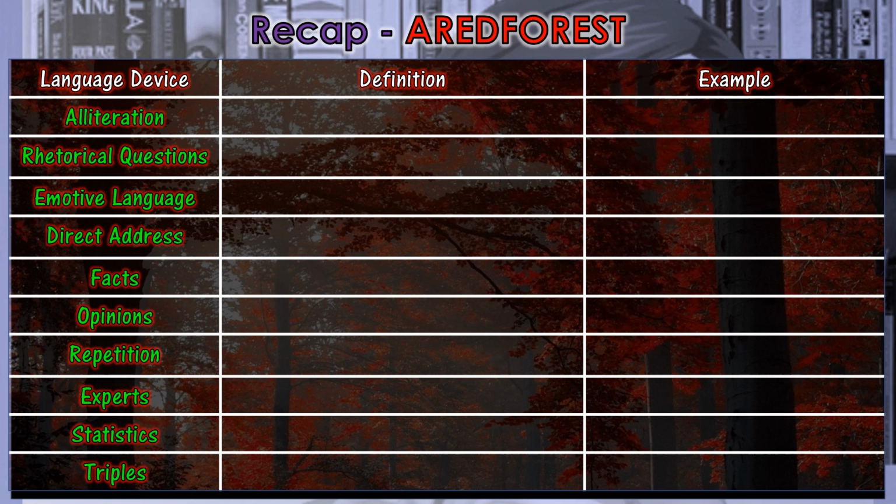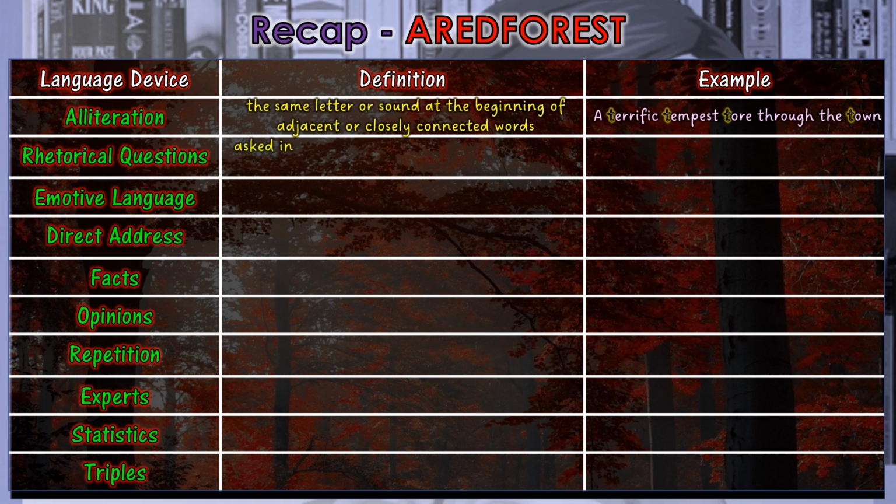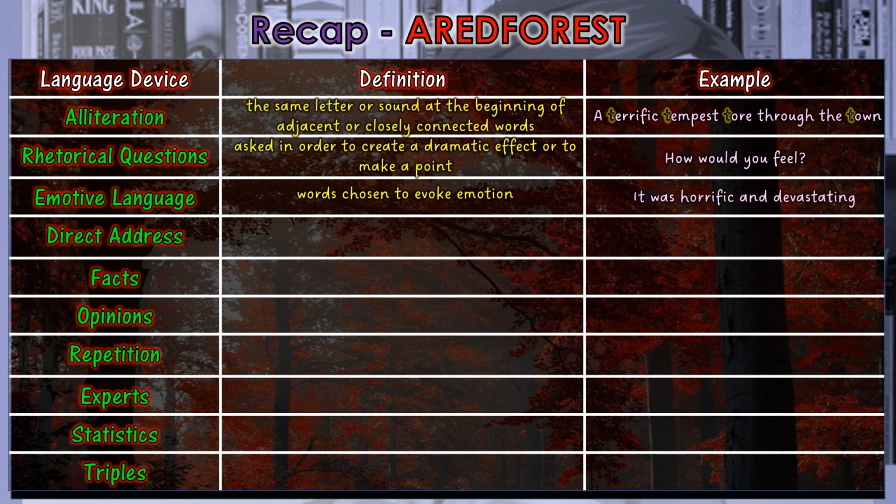Okay, let's have a look at each. Alliteration. The same letter or sound at the beginning of adjacent or closely connected words. For example, a terrific tempest tore through the town. Rhetorical questions, asked in order to create a dramatic effect or to make a point. For example, how would you feel? Emotive language, words chosen to evoke emotion, such as, it was horrific and devastating.